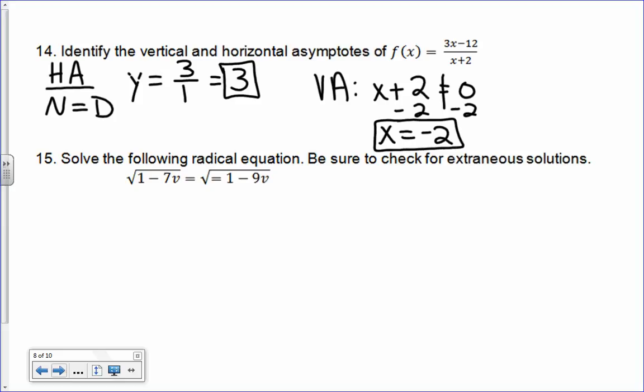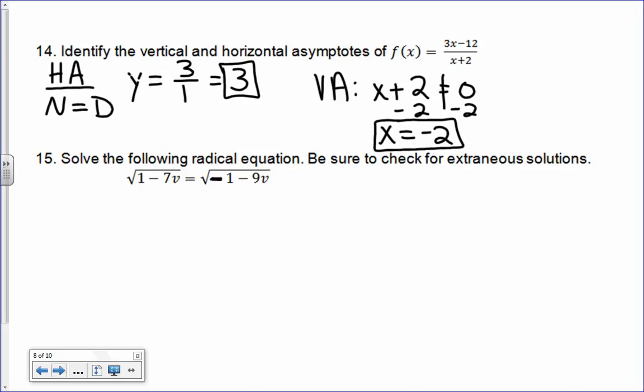Now let's look at 15, because we've got to make a little correction here. In this radical right here, that's not an equals 1. It should be a negative 1. Okay, so make sure you make that change right there. It's negative 1 minus 9b. Now this is kind of like the one you had on your constructive response. Solve it and check it.